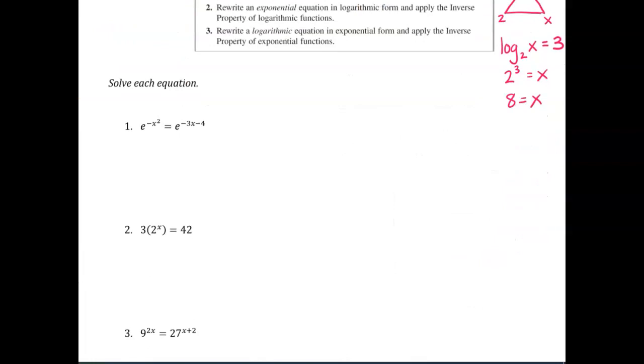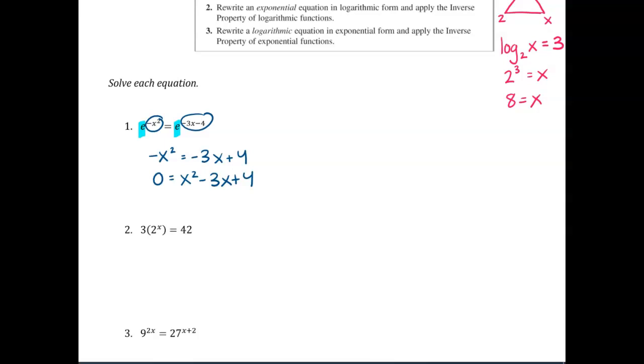Now we'll just go through and solve. For our first one, we have our common base, e. So e to the negative x squared equals e to the power of negative 3x minus 4. Since these are both e's, we can just set negative x squared equal to negative 3x minus 4. I'm going to move everything to the right because I want my x squared to be positive, so I'll add x squared, and I'll get x squared minus 3x plus 4 is equal to 0.